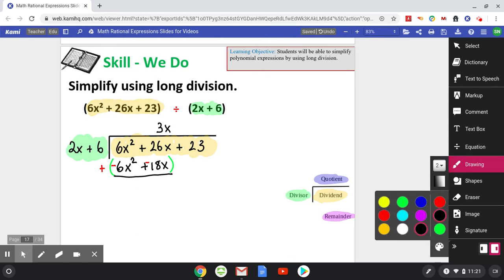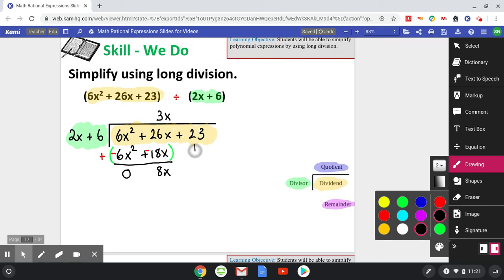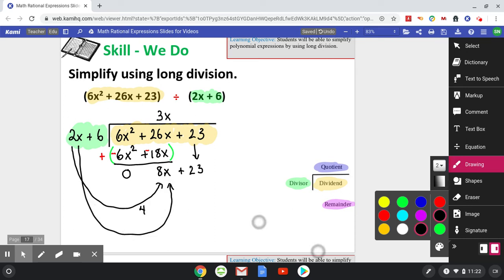Now let's perform the operation. 6x squared minus 6x squared is 0. 26x minus 18 is 8x. Now we bring down the positive 23, just like we would do it in the old division form. Now we need to figure out which number do I multiply 2 by to get 8. I need to multiply by 4. What do I multiply x by to get x? I will multiply by 1. Therefore, 4 times 1 will be 4, and I will be placing it on the quotient.